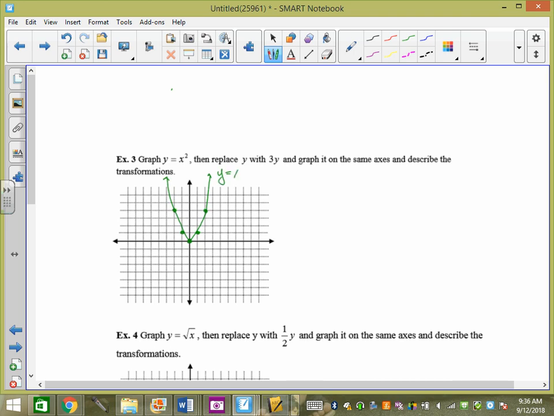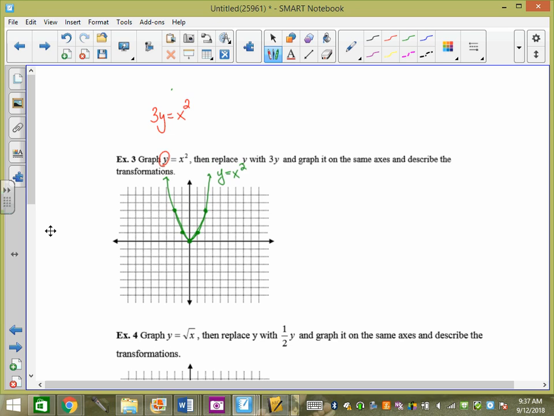This is my y equals x squared graph. It's not drawn very well. It's kind of pointy and weird. Just imagine it's nicer. Okay. Now we're replacing the y with 3y. So we're going to have 3y equals x squared.